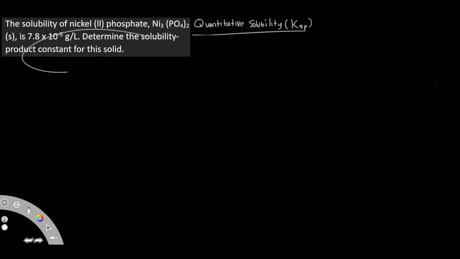Determine the solubility product constant for this solid. Okay, remember Ksp is pretty much the solubility product constant. So obviously we're just going to be looking for Ksp. So what is this Ksp? That's what we're trying to find. Okay, if that's the case, let's first break this up a little bit.